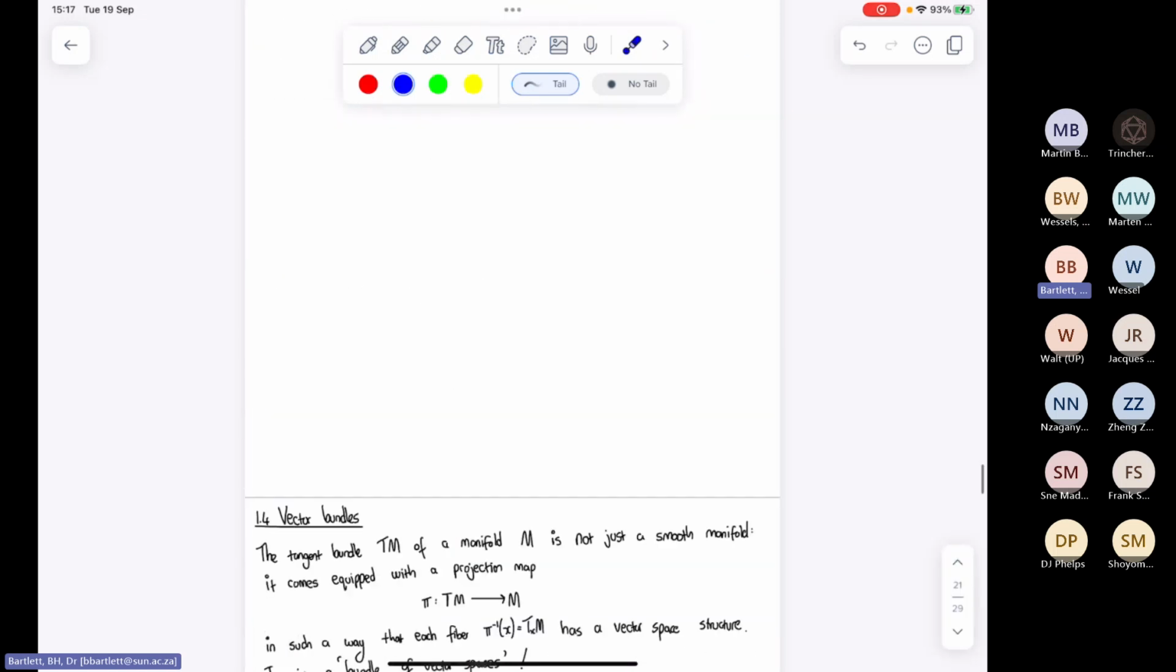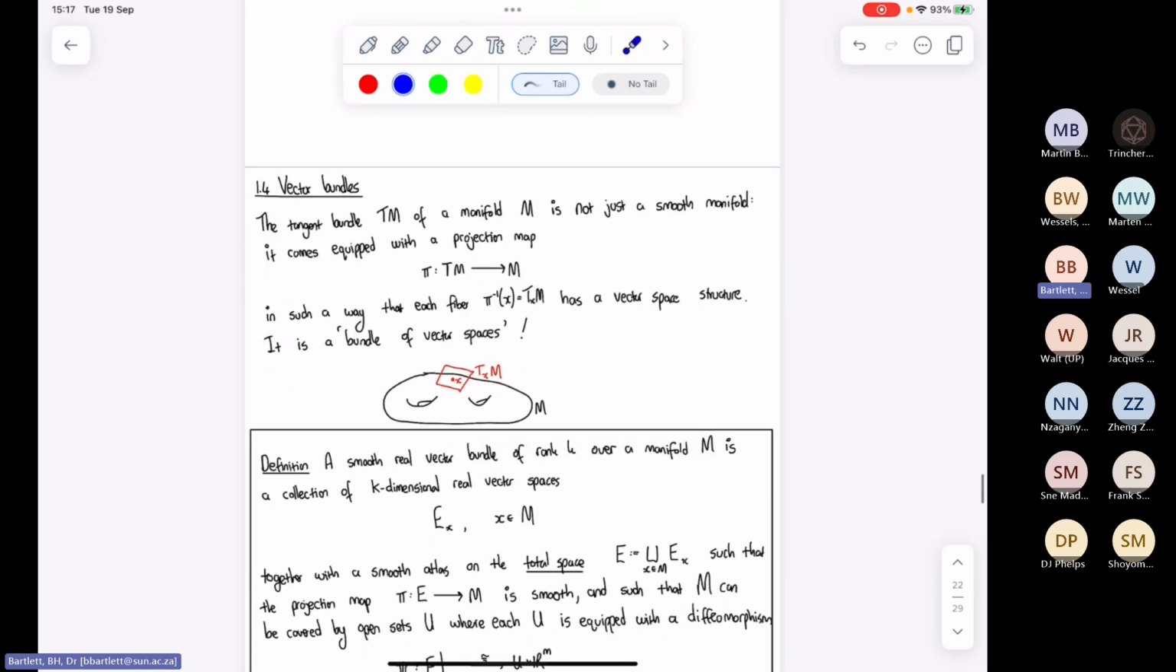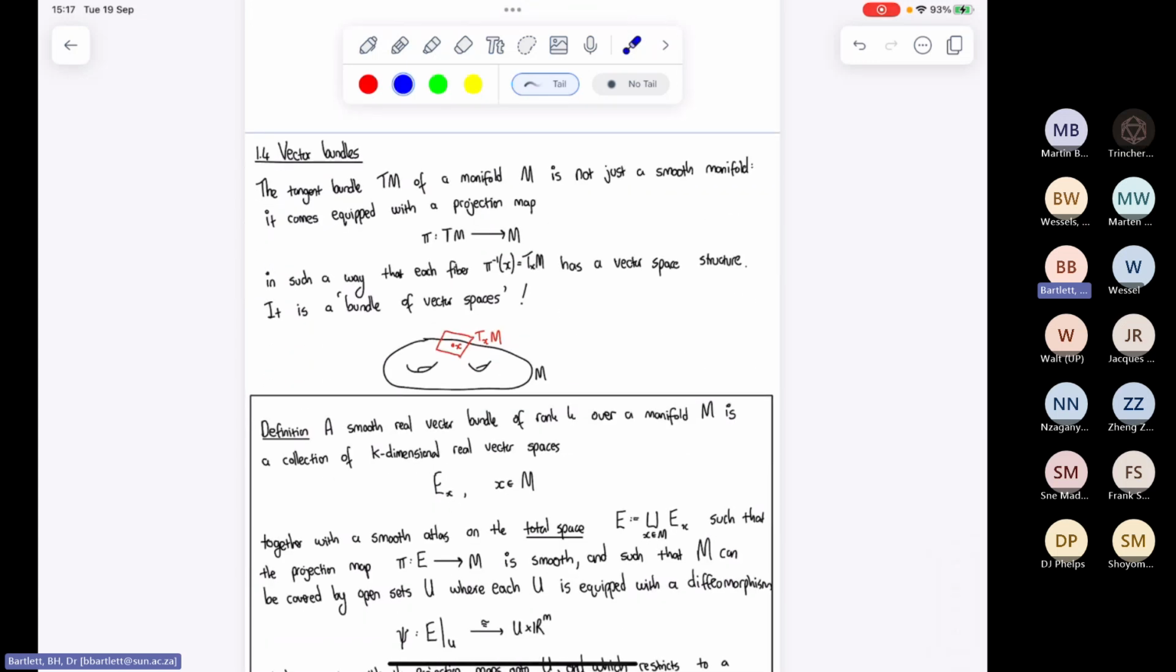Okay, good. Next section, vector bundles. So we've learned about smooth manifolds. We've learned about tangent spaces. We've learned about the tangent bundle of a manifold. Now we're going to generalize that concept of the tangent bundle to vector bundles.